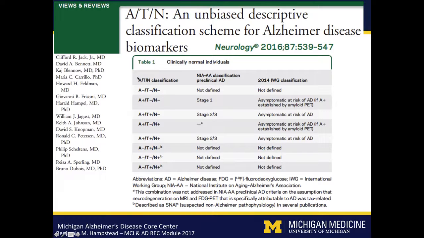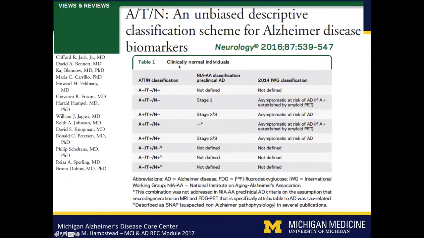Amyloid, again, would be CSF or the PET ligands. Tau could be CSF or PET ligands. And neurodegeneration would, for example, be MRI-based atrophy. And so in clinically normal individuals, if they have a different biomarker profile, in this case, the A is amyloid, T is tau, N is neurodegeneration, and the plus means that it's present, the minus means it's absent, or at least not at pathologic levels, then you can characterize that individual's biomarker profile.